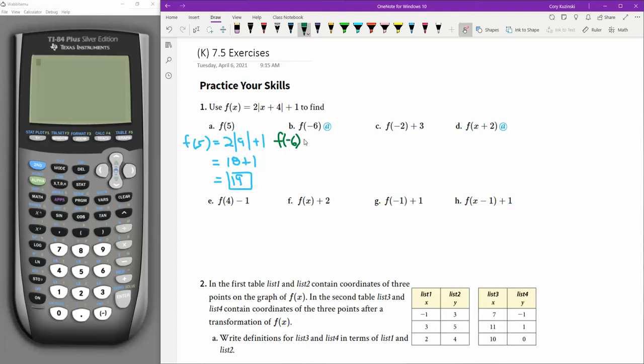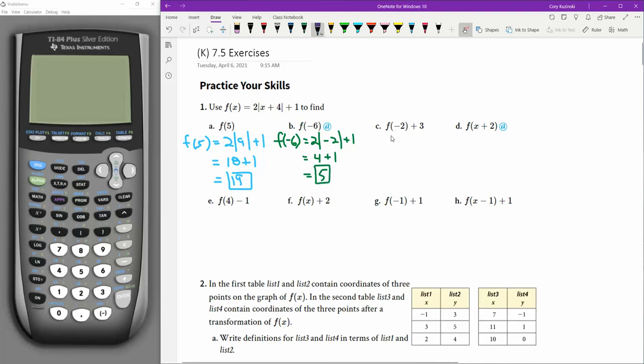So again, I'll do some math in my head here. Negative 6 plus 4 is negative 2. The absolute value of negative 2 is 2. When I double that, I get 4. And 4 plus 1 is 5.